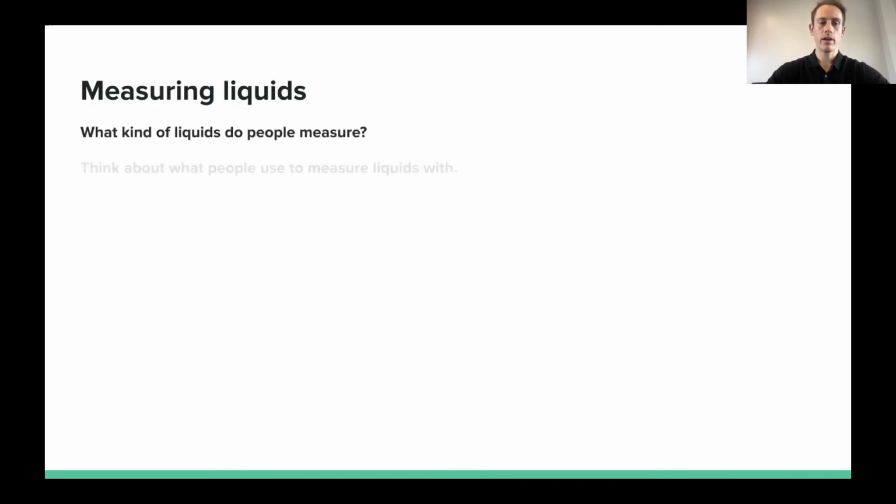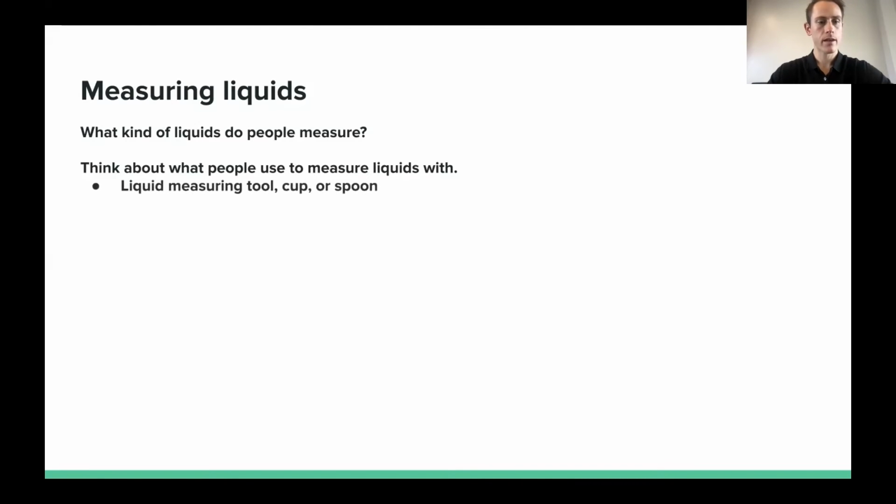Okay, measuring liquids. I want you to think about what people use to measure liquids with. And what kind of liquids do people measure? You don't need to write it in the chat or anything. I just want you thinking about it. Now, most people will use liquid measuring tools to measure liquids. Sometimes they'll use just a regular measuring cup or a measuring spoon. Also, it could be useful to have tactile measuring lines while you measure. We'll go over that shortly.